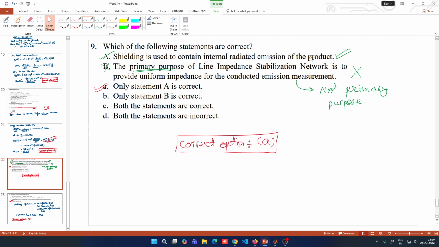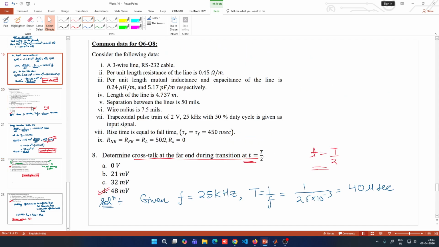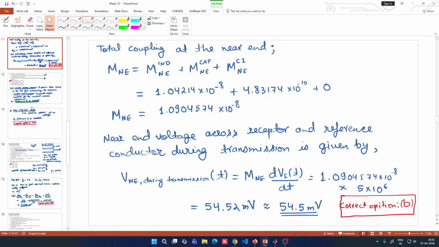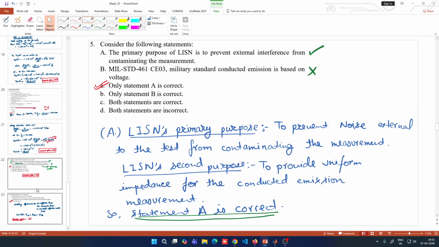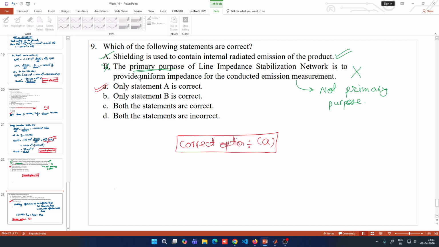Statement B is that the primary purpose of the line impedance stabilization network is to provide uniform impedance for the conducted emission measurement. So it's not the primary purpose. It's a secondary purpose. The main purpose we have seen here: the primary purpose of a line impedance stabilization network is to prevent external interference from contaminating the measurement. So statement B is incorrect because it's not the primary purpose. It's the secondary purpose of LISN to provide uniform impedance for the conducted emission measurement. So only statement A is correct.